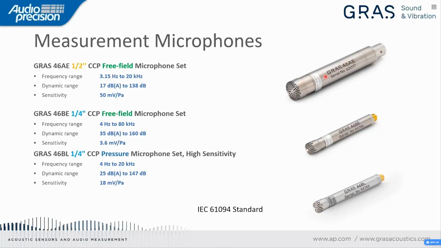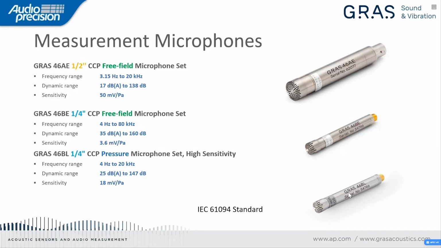The half-inch microphone, like the first one we see over here, the GRAS 46AE, has a bigger diaphragm. This bigger diaphragm is loose compared to a quarter-inch microphone. The quarter-inch microphone, on the other hand, will have a small and very tight diaphragm. And the tighter the diaphragm, the more difficult it is to move. This is why smaller quarter-inch microphones have lower sensitivities compared to a bigger half-inch microphone. We can see here the half-inch microphone has a 50 millivolt per Pascal sensitivity, while the quarter-inch microphones have 18 millivolt per Pascal or 3.6 millivolt per Pascal sensitivity.